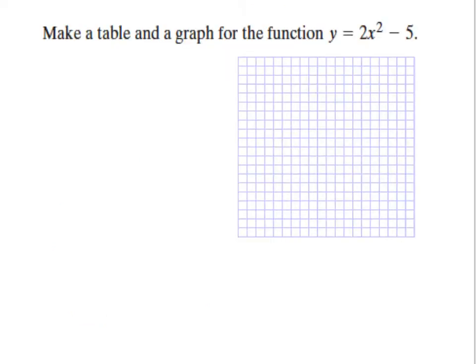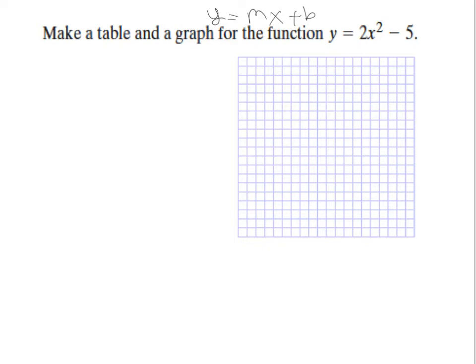This is asking you to make a table and a graph for the function y equals 2x squared minus 5. You're going to notice that there's a little 2 here on the x. This is different than what we have dealt with before. That means this is not a linear equation. Just a reminder that a linear equation is going to look in the form of y equaling mx plus b. Notice there's no exponent behind that x. And so this one with a little 2 means that we're going to have a different type of graph.